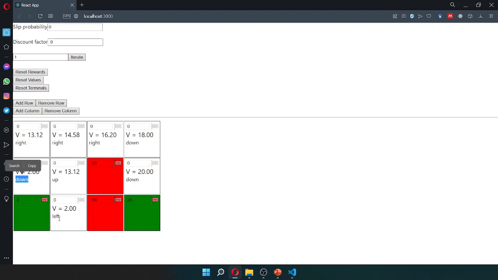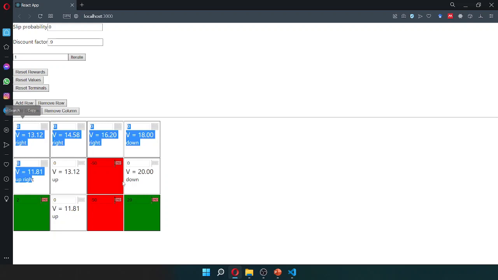Next. How about this one? I'm predicting that the value here will be 13.2 times 0.9, and the policy here will be, I guess, up and left. No, up and right. So iterate. Yep, I'm correct again. 11.81, and then up, and then this one, up and right.